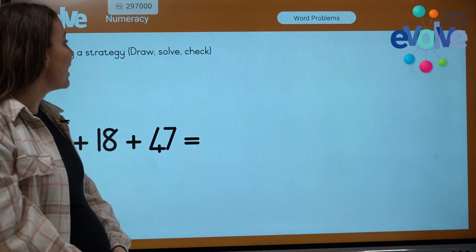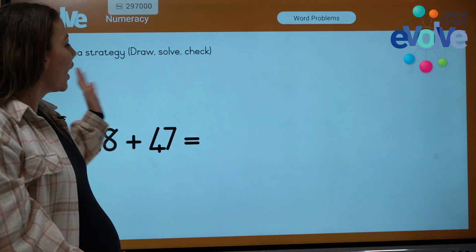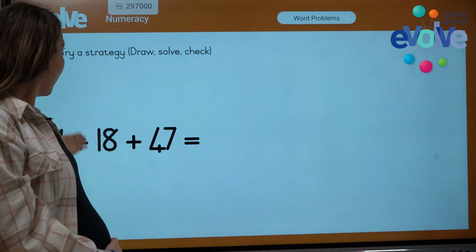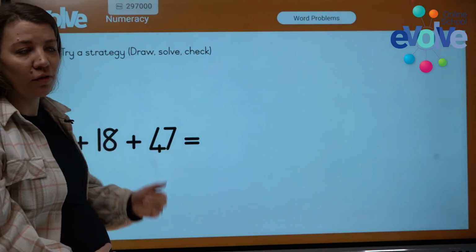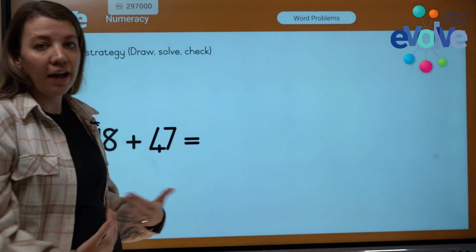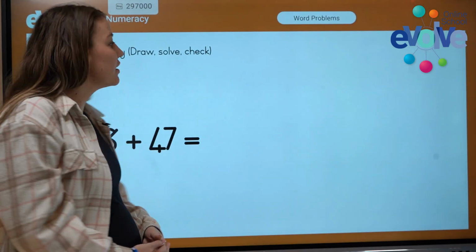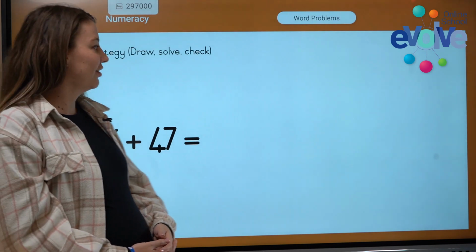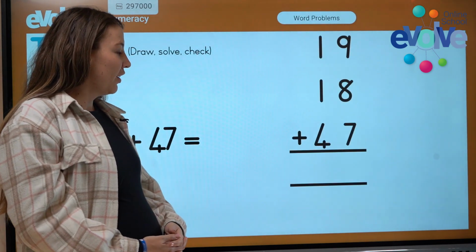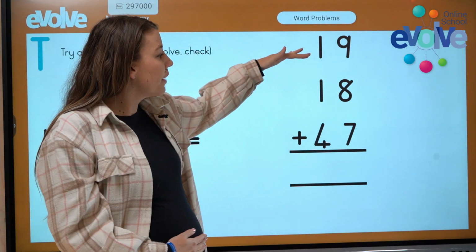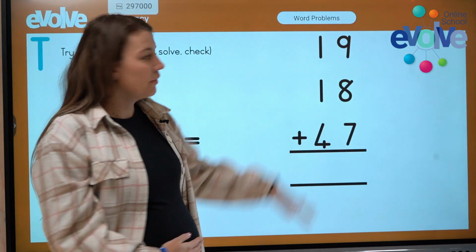Right, our next step, our second last one, is try a strategy. We are now going to add these numbers together. We've got 19 plus 18 plus 47. The strategy I've chosen to use today, one that has been used in my class on numerous occasions, is our column method. Right, so our column method tells us that we're going to put our numbers. We have roof numbers and we have floor numbers.